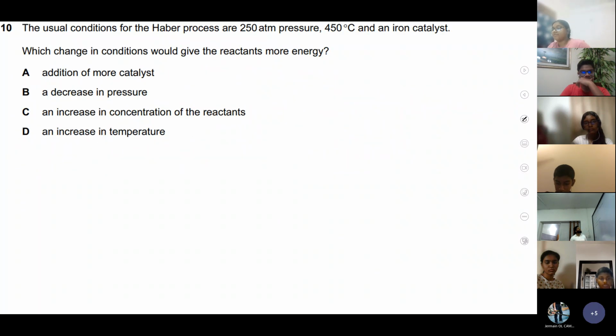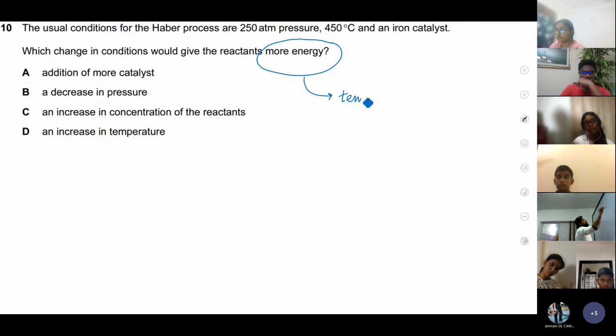Right? Okay. Next one. The usual conditions for the Haber process are 250 atm pressure, 450 degrees Celsius and an iron catalyst, right? Which changed conditions would give reactants more energy? More energy is only temperature. Nothing can give energy to particles other than an increase in temperature. Right? No doubt. Not the catalyst, this or that. It's temperature only.